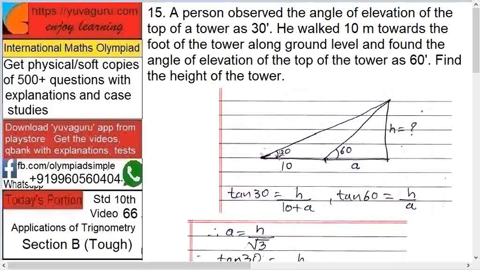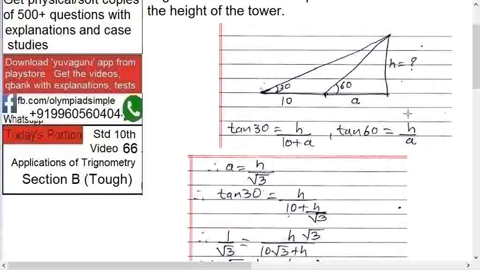Okay. See here, what is given? He is standing here looking at the top of the tower, that is 30 degrees. Now he walks 10 meters, then looks at the top, it is 60 degrees. Now we have to find what? H. So this is 60, this is H, this we don't know, we will take it as A. So tan 30 equals what? H upon 10 plus A, right? Opposite upon adjacent. Tan 60 equals what? H upon A. Now we know what tan 30 and tan 60 are. Therefore, consider.